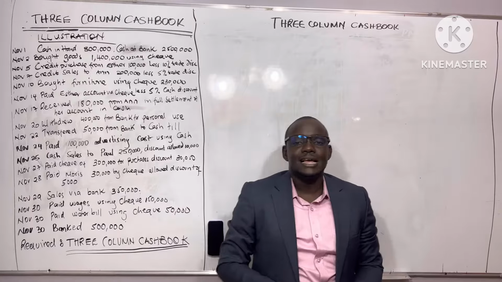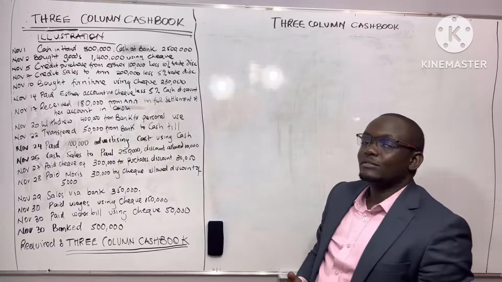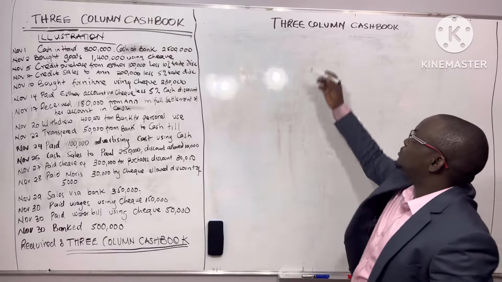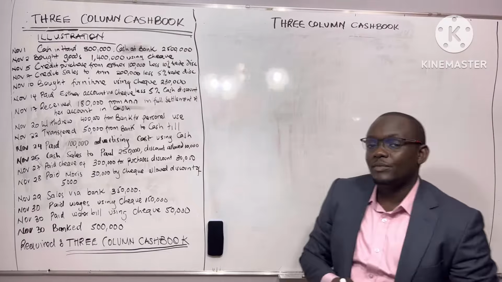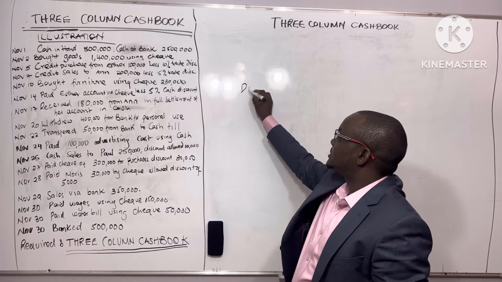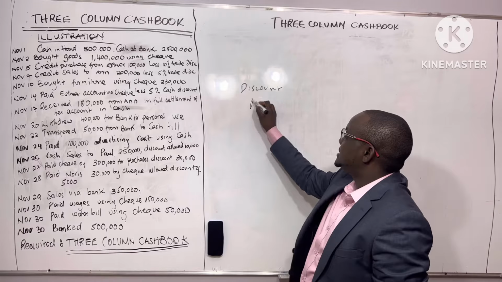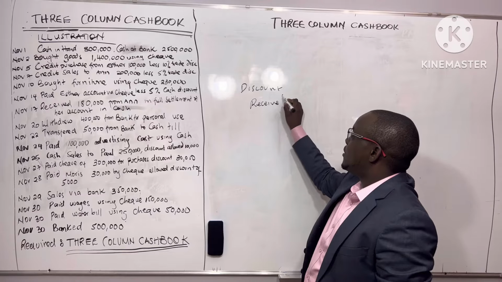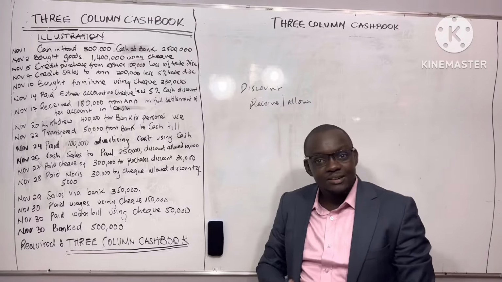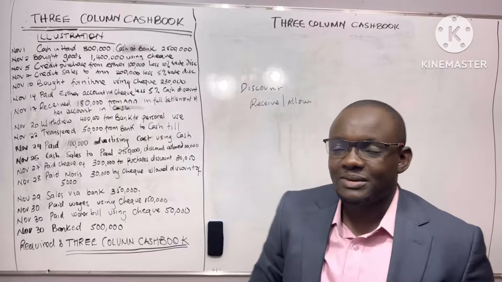Today we are going to look at the 3-column cashbook. In our previous lesson, we looked at the 2-column cashbook. Now, a 3-column cashbook is a cashbook that is maintained by organizations that have discounts. That is, these organizations either receive or allow discounts. They either receive discounts from suppliers or they allow discounts to customers.